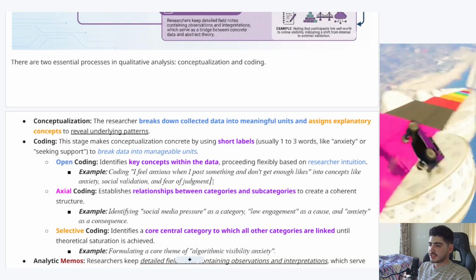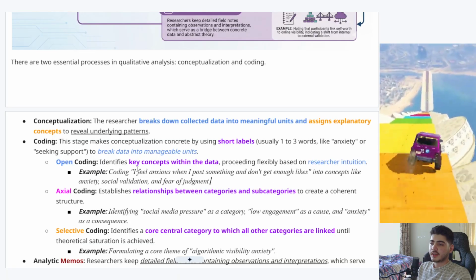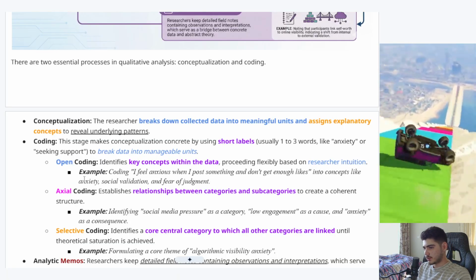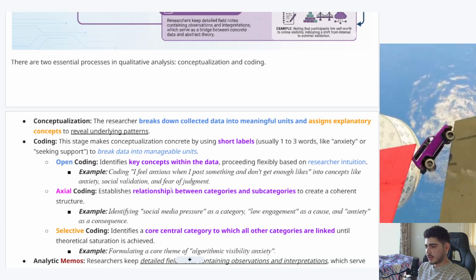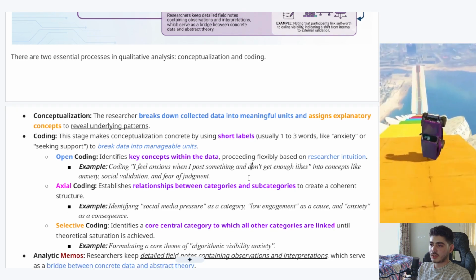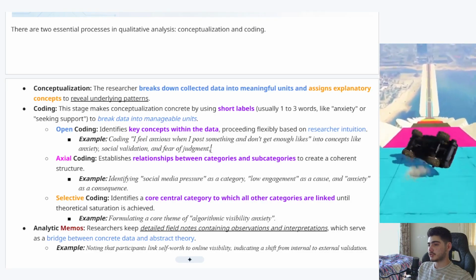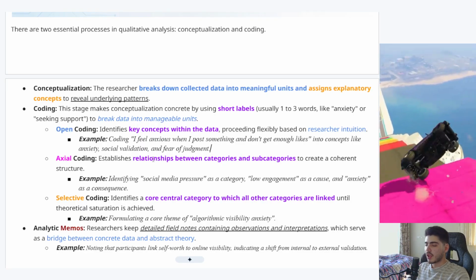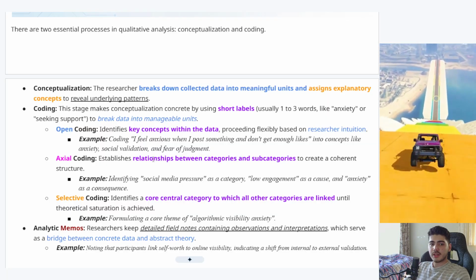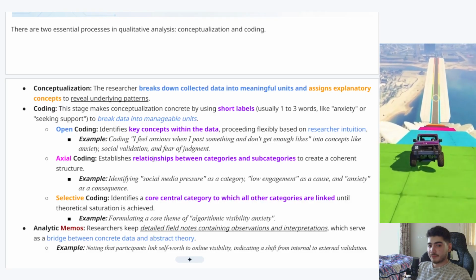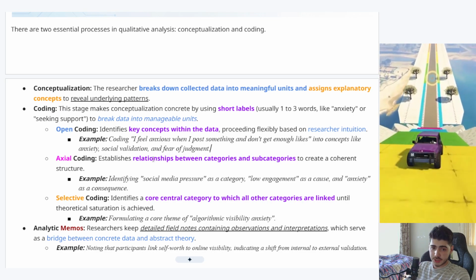So we call this sentiment analysis, and here is a sentiment, and you are basically saying, okay, this person is feeling anxious. They're seeking social validation, and they have a fear of judgment. So you are giving them these categories or these character traits, these variables. Actually, axial coding establishes relationships between categories and subcategories to create a coherent structure.